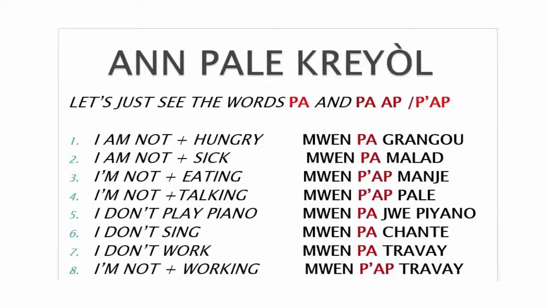Now, the other form we can use the word pa in the negative in the present tense is with the auxiliary of the verb to do. That's a must. I don't play piano. Mwen pa jouer piano. I don't sing. Mwen pa chanter. I don't work. Mwen pa travail. If it was I am not working, it would be I am not plus working. So it would be what? Mwen pap travail.